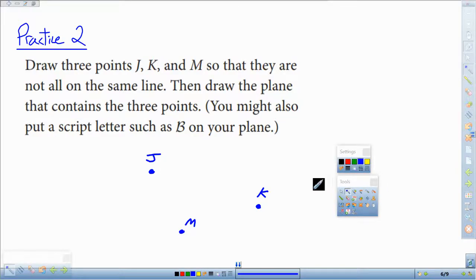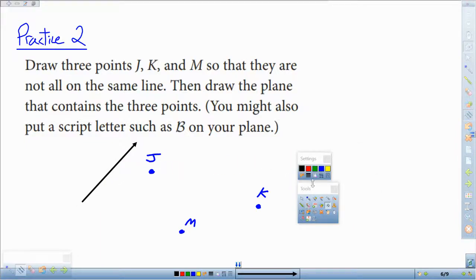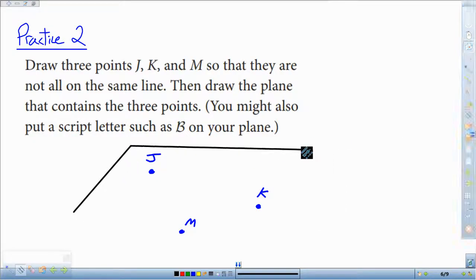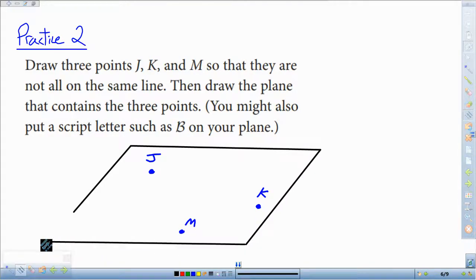When we draw planes, normally we do a slanted rectangle, which has a technical name that we'll learn later on in the year. But we'll call it a slanted rectangle for now. So I'm going to just do something like that. All right, let me get rid of that arrow. Okay, so like that. All right, so there we go. There is a plane that contains the 3 points. And then it's also saying you might also put a script letter. So let's put that beta or B down in the bottom left corner here. That would be another way we could name this thing.